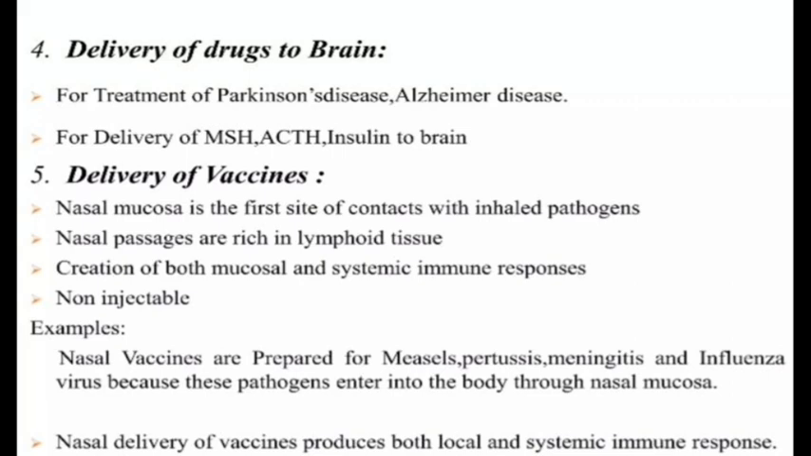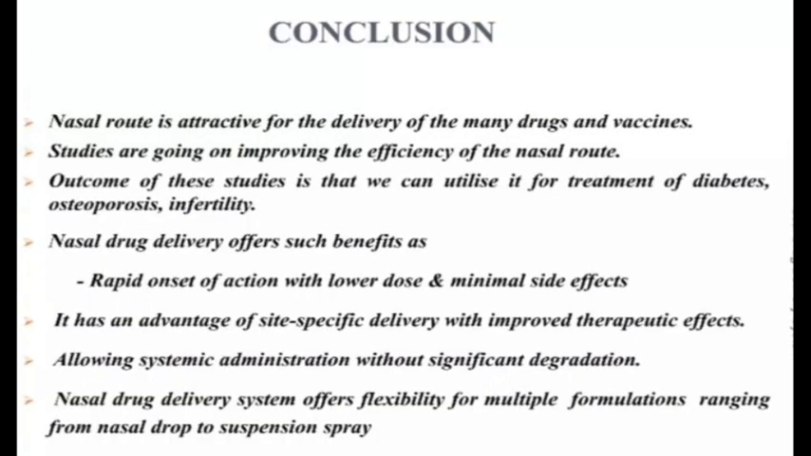Nasal mucosa is the first site of contact with inhaled pathogens. Nasal passages are rich in lymphoid tissues. Creation of both mucosal and systemic immune responses. It cannot be injectable. Example, nasal vaccines are prepared for measles, pertussis, meningitis, influenza virus because these pathogens enter the body through nasal mucosa. And nasal delivery of vaccine produces both local and systemic immune response.